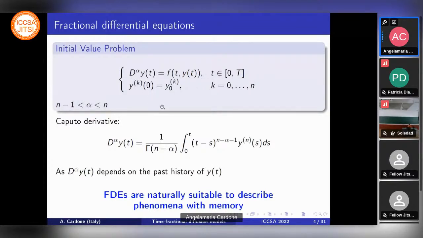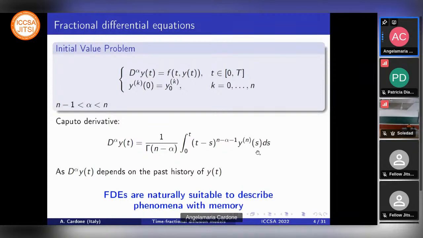As you see, we will adopt the Caputo definition of fractional derivative because there are several definitions of fractional derivative. This is the most used in the applications because it needs, as you see, integer order derivatives as initial values, which have a physical meaning and so can be measured.